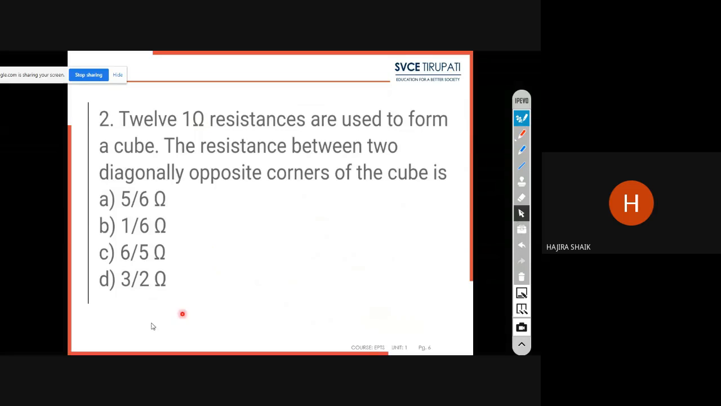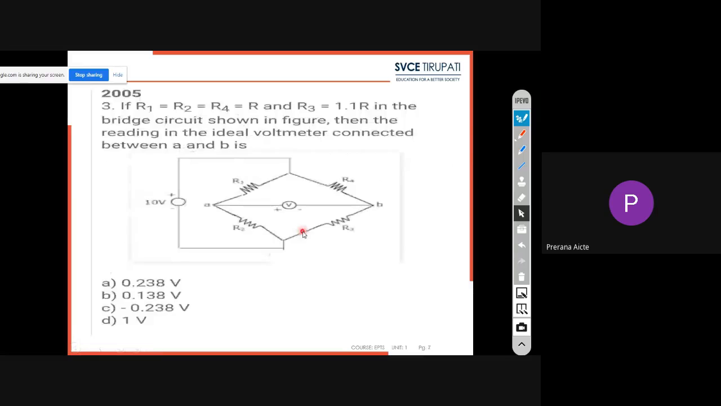So see here, this is the bridge type of problem. They have given bridge resistance values. R1, R2, R4 are equal to R and R3 equal to 1.1 R in the bridge circuit shown in the figure. The reading in the ideal voltmeter connected between A and B is? So I need to find the voltage between A and B.